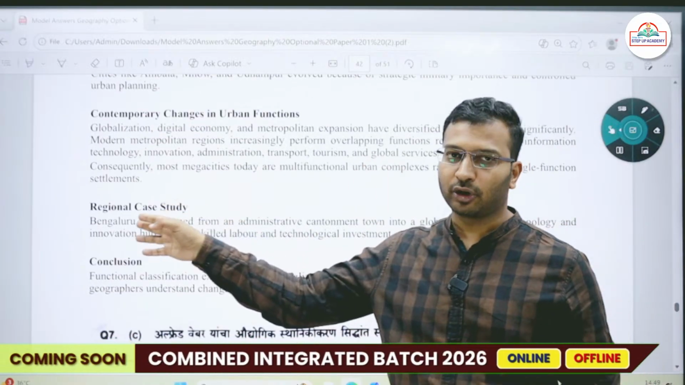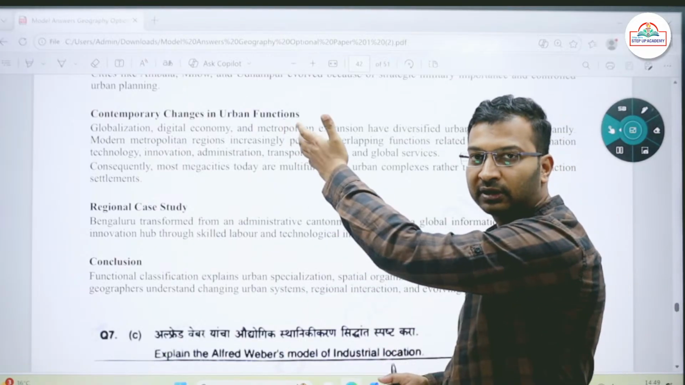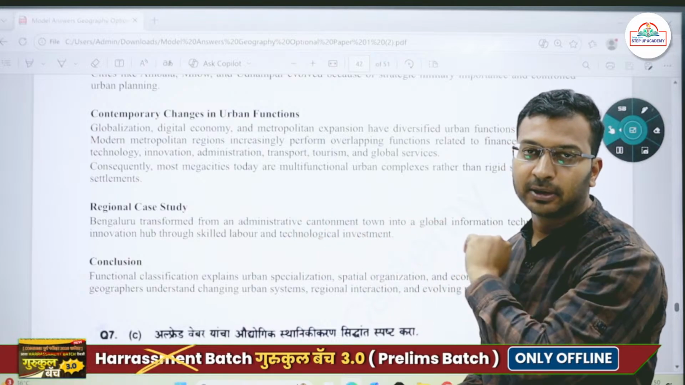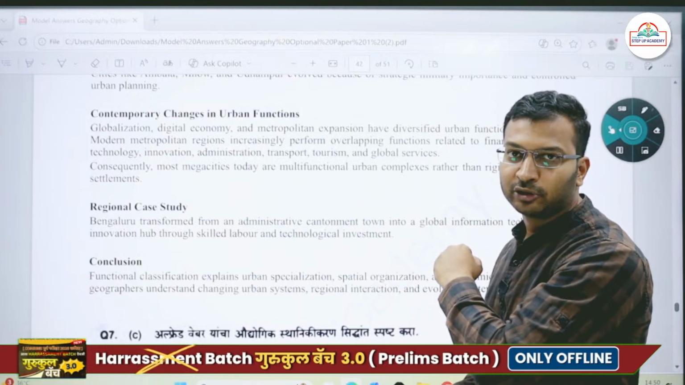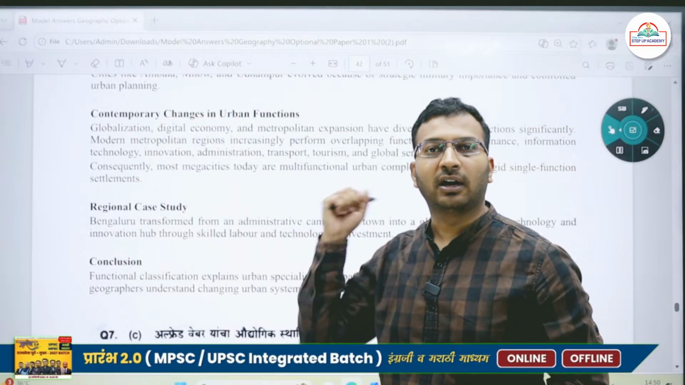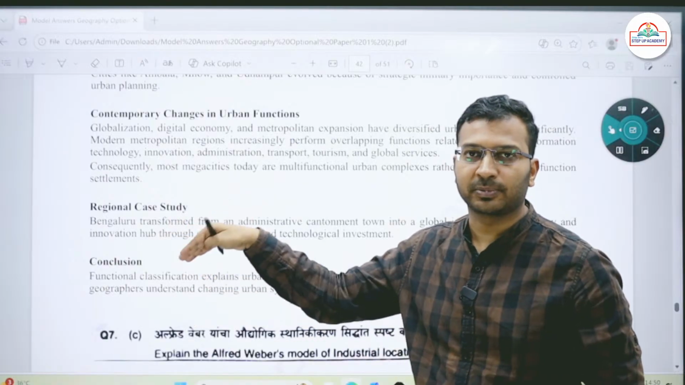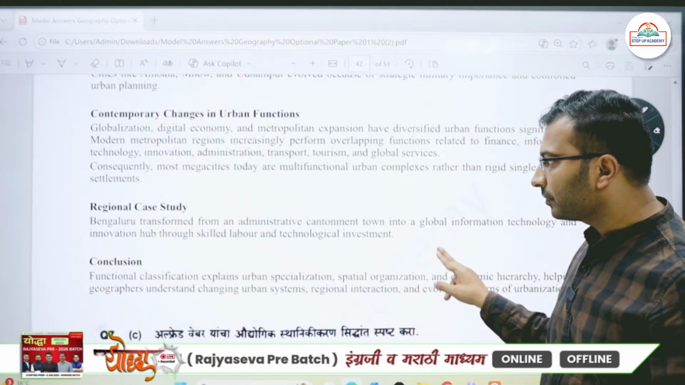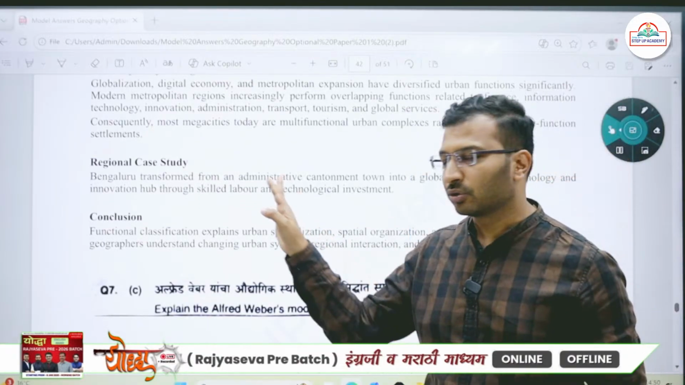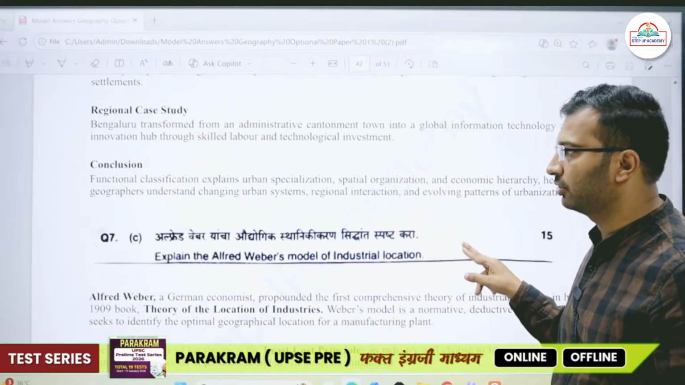For example, if you talk about Bangalore, initially it was a defense town, a cantonment town. But because of the availability of high skilled labor over there, the IT sector boomed. Now it has become the IT hub, important not just with respect to India, but with respect to the world as well. So it has been transformed into an innovation hub. Okay, so that is the functional classification, explaining specialization and the spatial organization.